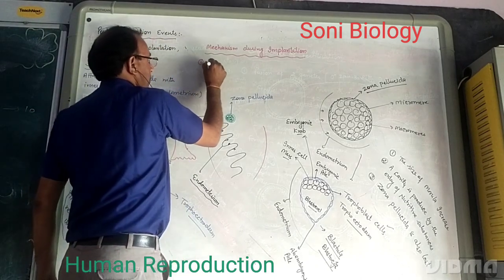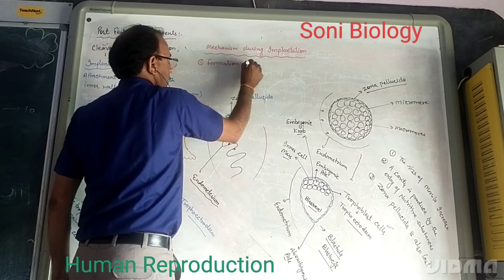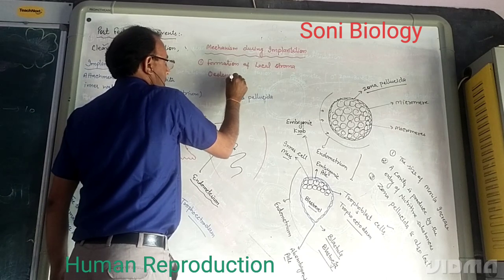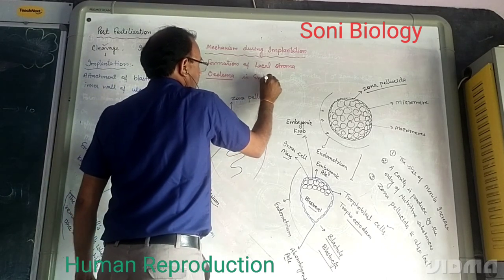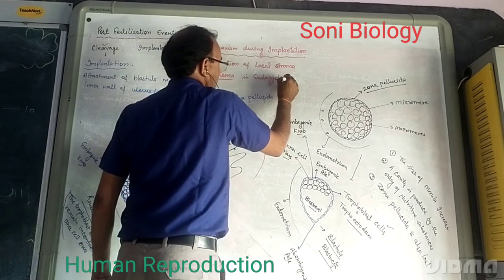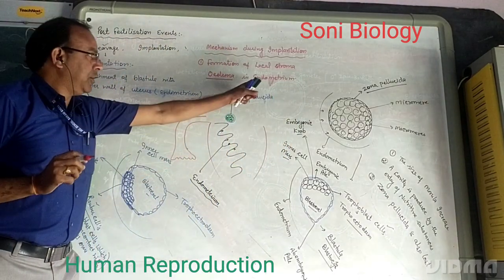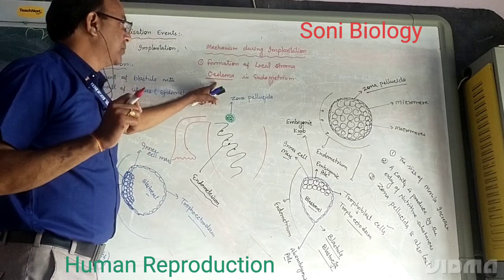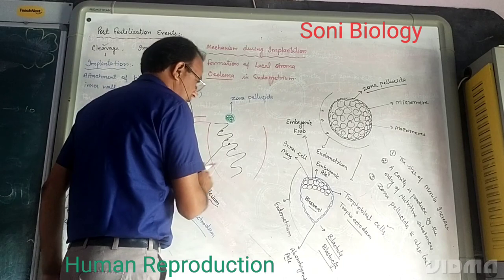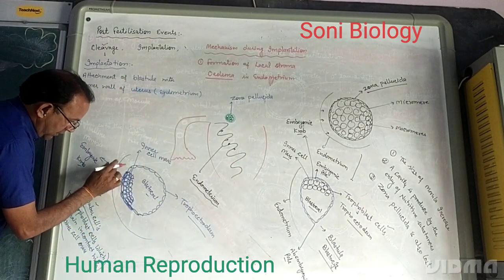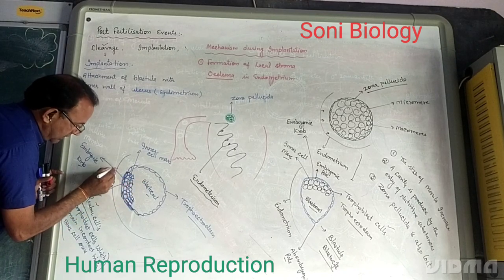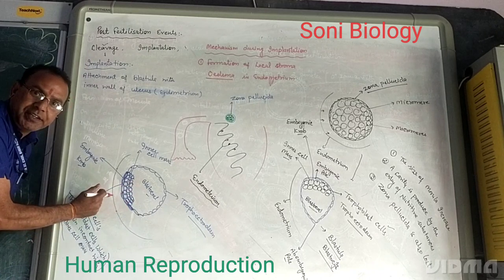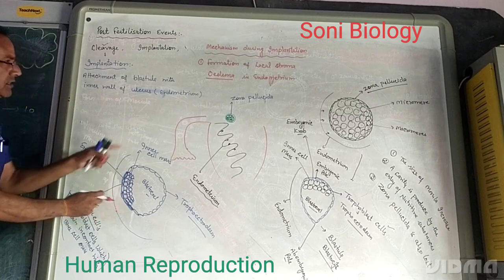The first mechanism is formation of local stromal edema in the endometrium. Again, what do you mean by edema? The endometrium becomes very soft. Formation of this softness of the endometrium is called edema. Why is it called local stroma? Because it occurs only at the embryonic node, only at the site where the trophoblast, or Rauber cells, attach with the endometrium. This only takes place here, so it is called local stroma.